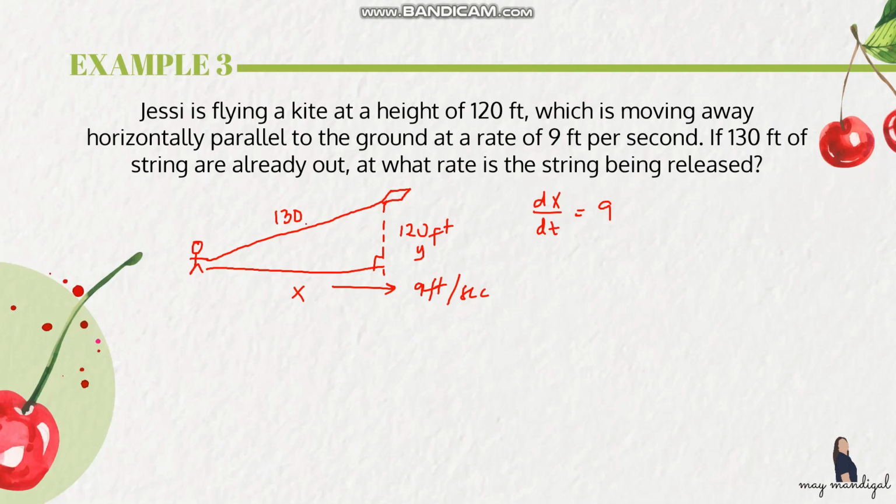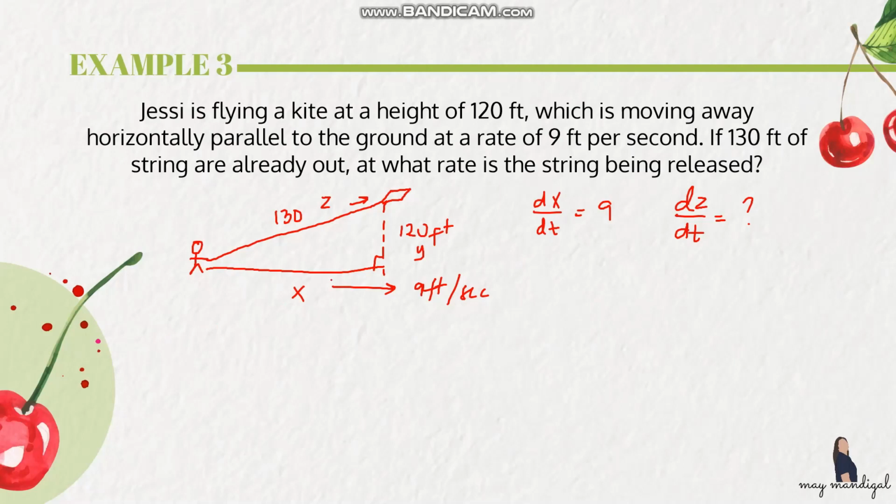So of course, if the kite is moving, the string also increases in length. So this is what we want to identify. How does the string change in length as well? Since this is our x, this is our y, we can set this as another variable. Let's say this is z. Therefore, we are looking for the rate of change in z with respect to t. Again, that refers to the rate of change in the string with respect to time. So that is what we want to identify.